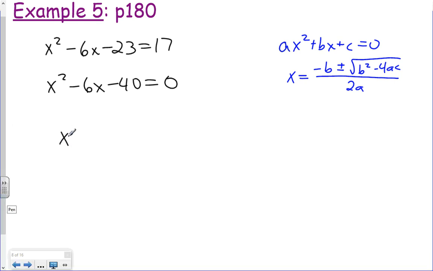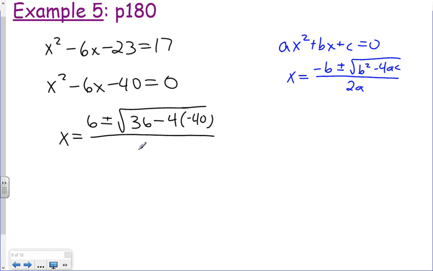So we have x is equal to the opposite of b. b is a negative 6 in the middle there, so the opposite of that is a positive 6. It's plus or minus the square root of the b squared. So b squared, negative 6 squared is going to give me 36, minus 4 times a times c. That's 4 times a is 1, times c is a negative 40. And that's all over 2a, which is going to be just 2. And now we should simplify this.